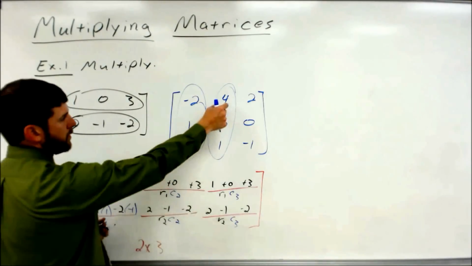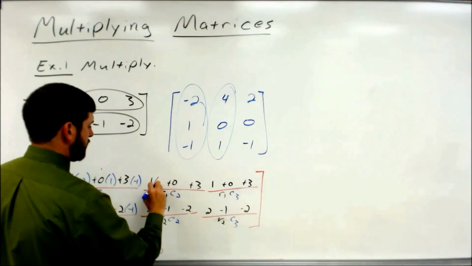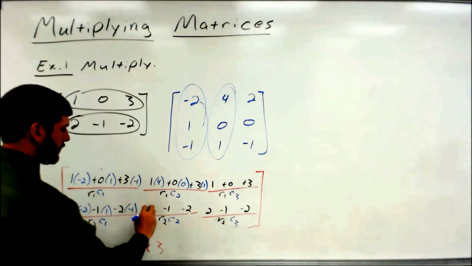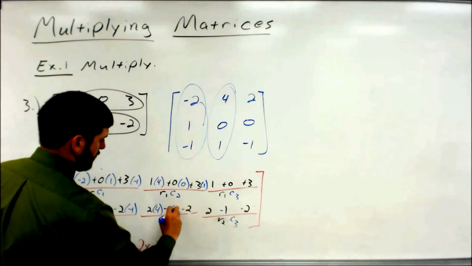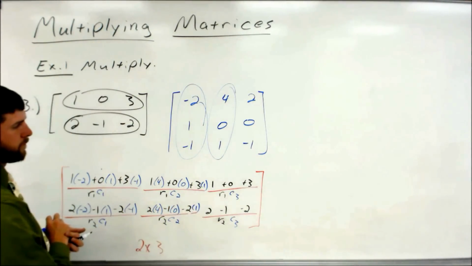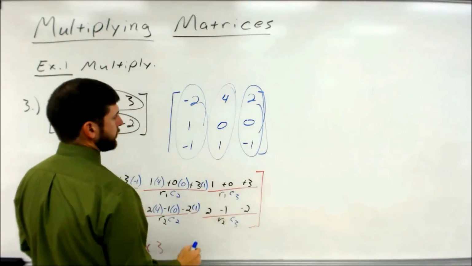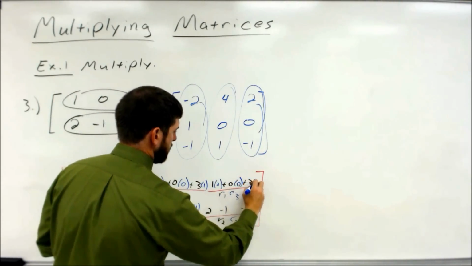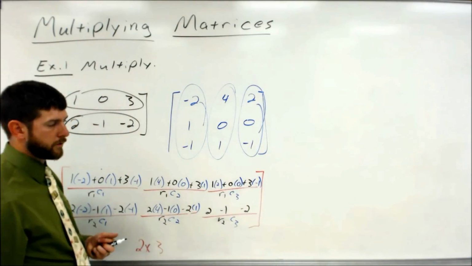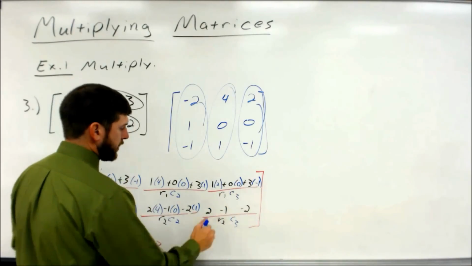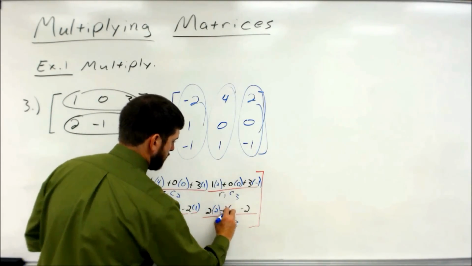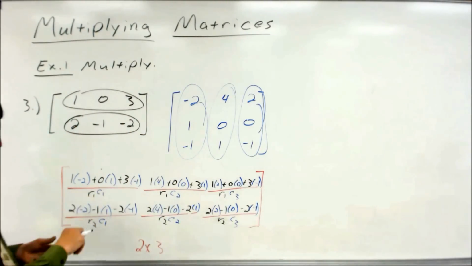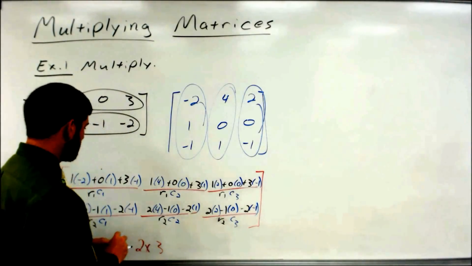This is all column 2. So 4, 0, 1 for column 2. Column 3, the same way: 2, 0, negative 1 for the first part of column 3, and 2, 0, negative 1 for the second part of column 3.